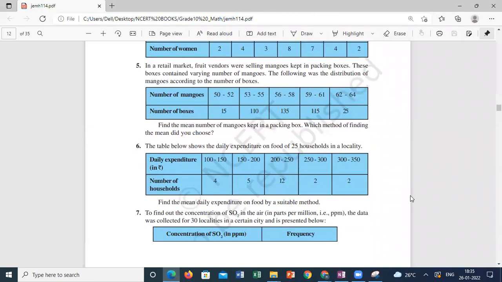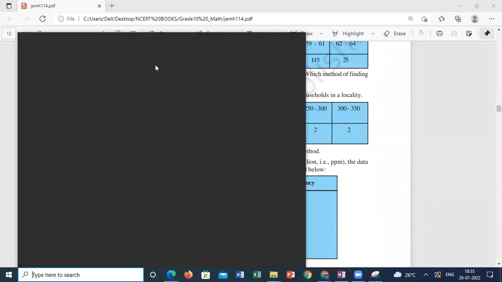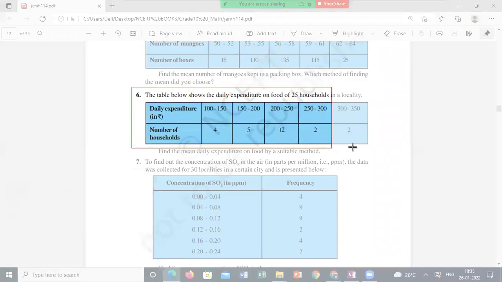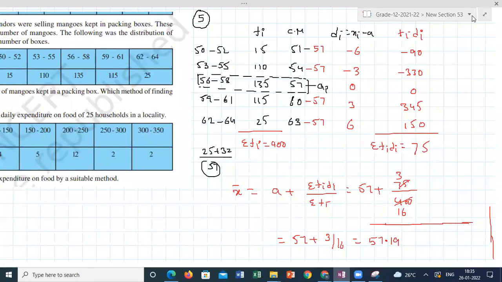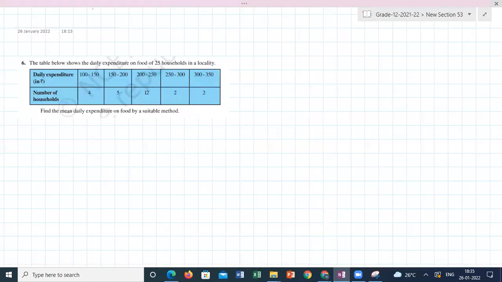Next question, same way. See, if they mention a particular method, you have to solve in that method. If they have not mentioned any particular method, there is no need to use a particular method. Daily expenditure: 100 to 150, 150 to 200, 200 to 250, 250 to 300, 300 to 350. Number of households is 4, 5, 12, 2, 2.